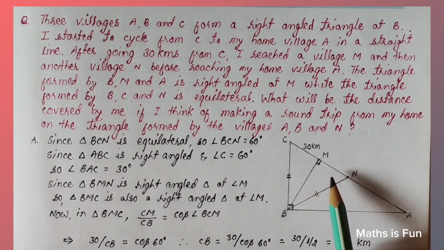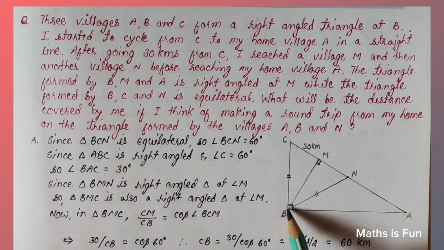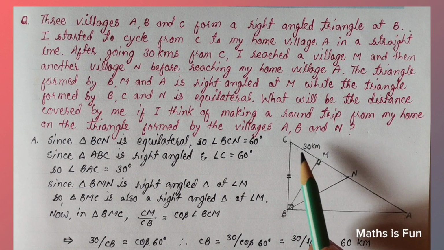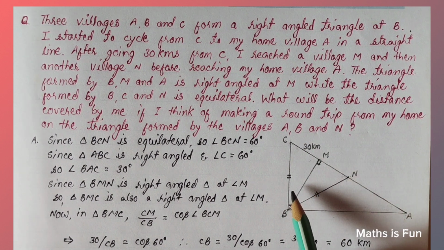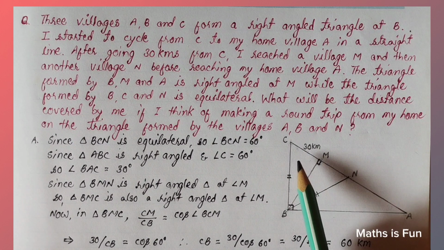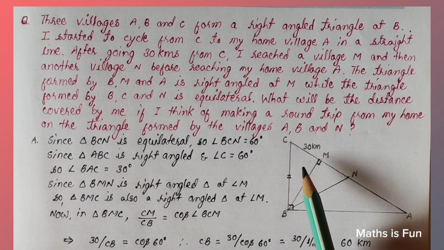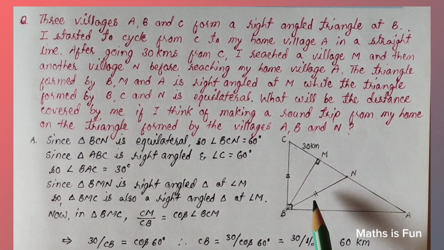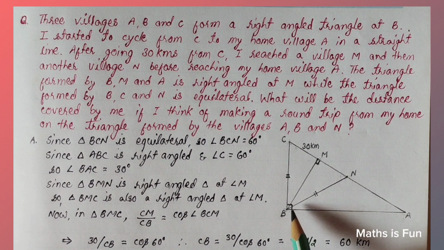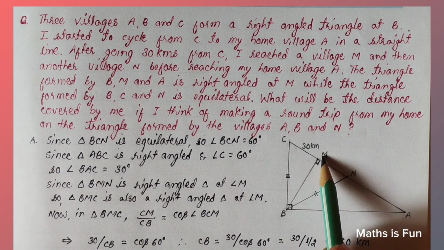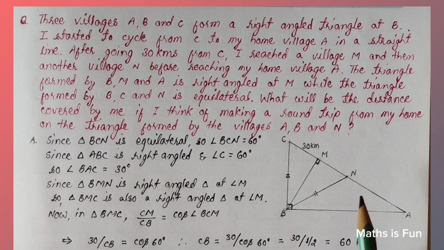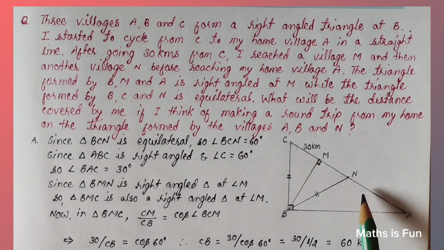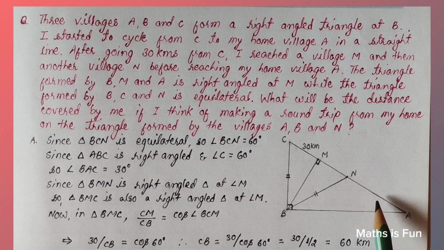It is given in the question that the three villages B, N and C make an equilateral triangle. In an equilateral triangle, all the sides are equal and all the angles are also equal. So this property will come handy to us later. Then it is also given that the triangle made by the villages B, M and A make a right angle triangle at M.